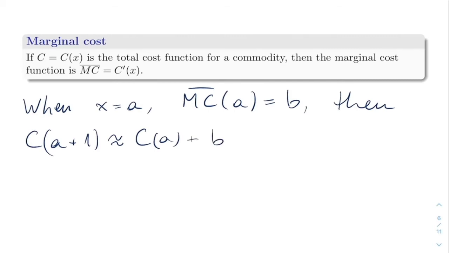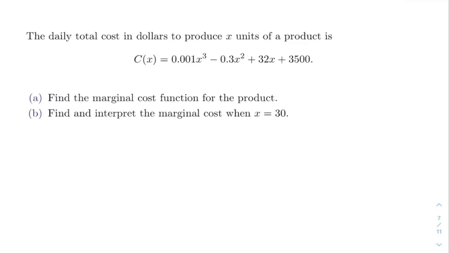Let's see this with an example. Suppose that the daily total cost in dollars to produce x units of a certain product is this function: 0.001x cubed minus 0.3x squared plus 32x plus 3,500, let's say, dollars. The question is to find the marginal cost function for the product and then to find and interpret the marginal cost when x is equal to 30.